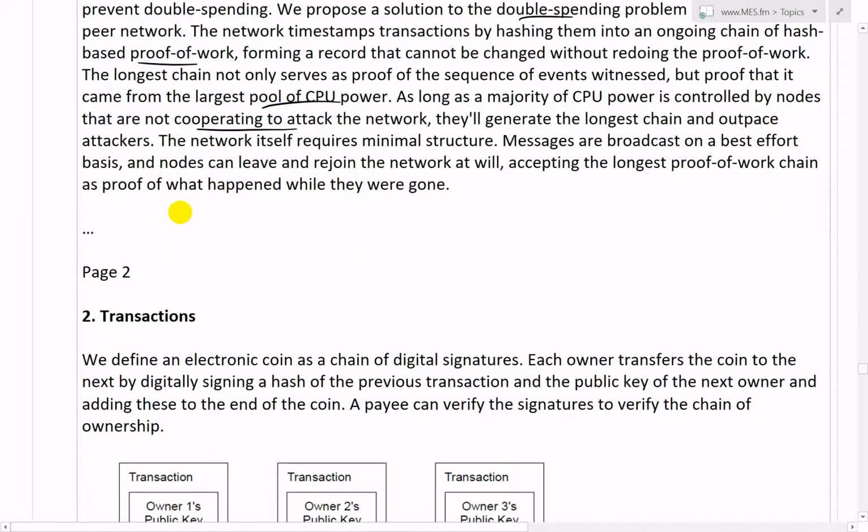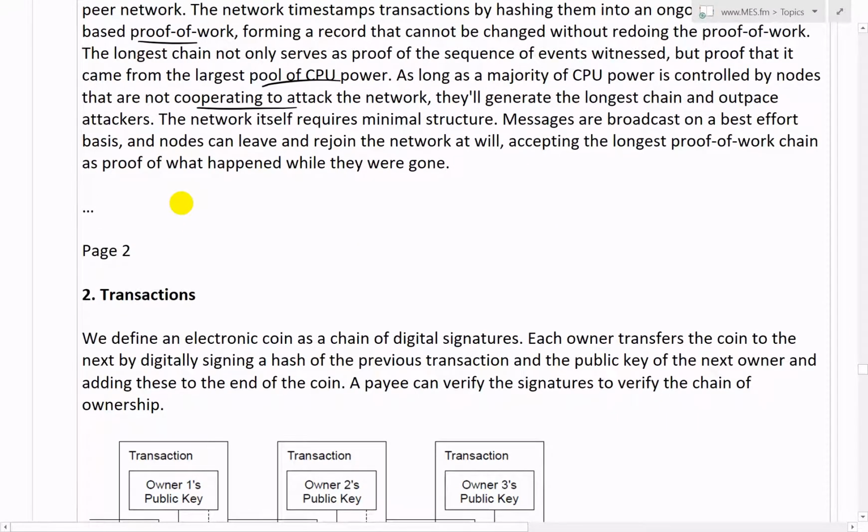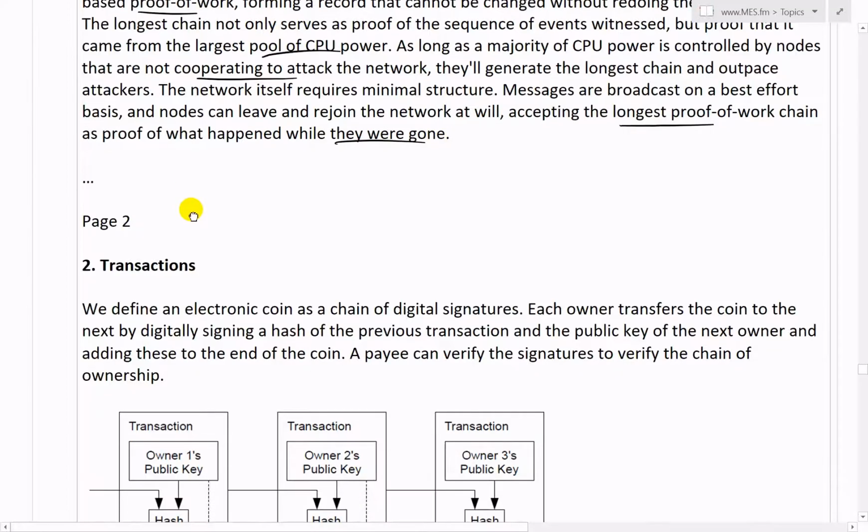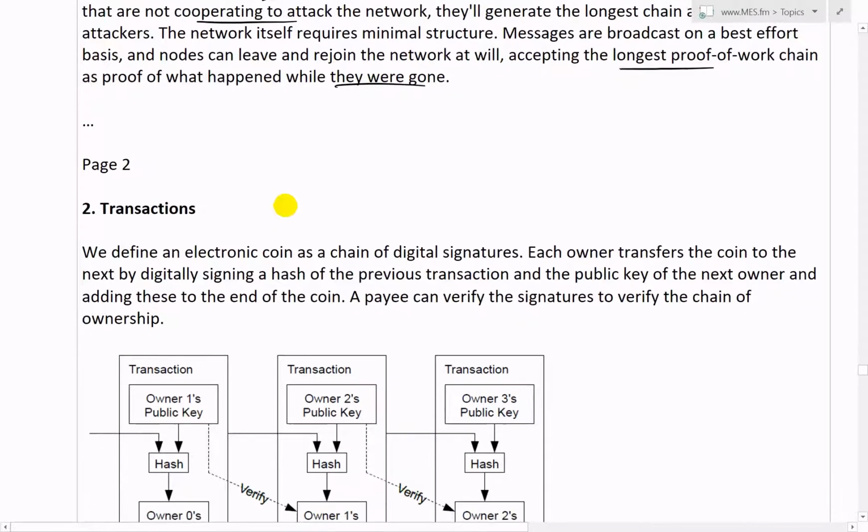The network itself requires a minimal structure. Messages are broadcast on a best effort basis, and nodes can leave and rejoin the network at will, accepting the longest proof of work chain as proof of what happened while they were gone. So a computer can leave and come back as long as it accepts the blockchain as it was when they left off, and what happened when they were gone. Very, very fascinating stuff here.